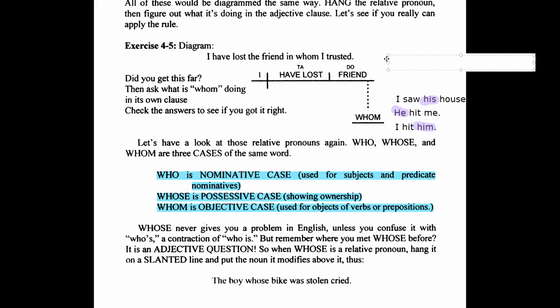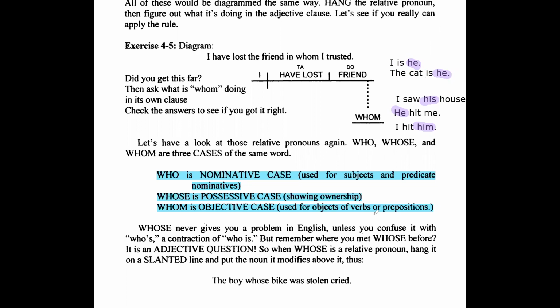I is he. Or the cat is he. We don't say the cat is him. It's supposed to be the cat is he, because this is the nominative case. A nominative case, okay? It's subjects and predicate nominatives. So he is going to be the same for all of these. Whose is a possessive case. So possessive case. I saw his house. His house. This is the possessive case.